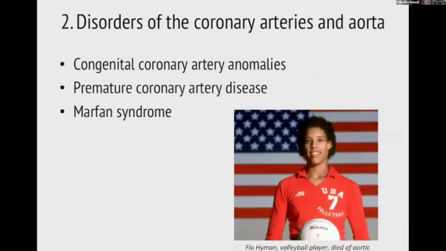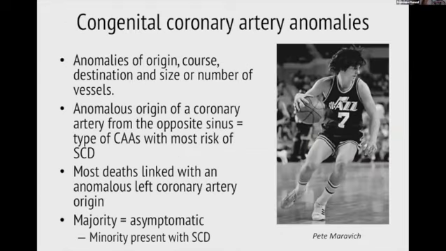Disorders of the coronary arteries and aorta. So first, congenital coronary artery anomalies. They're classified as anomalies of origin, course, destination, and size, or number of vessels. So it's highly variable. Anomalous origination of a coronary artery from the opposite sinus is the subgroup of CCAs that has the most potential for sudden death.